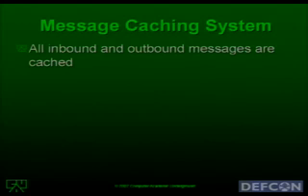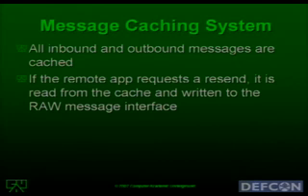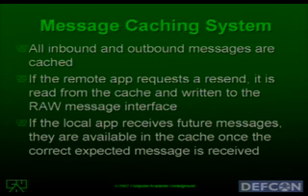The message caching system, all inbound and outbound messages are cached. We need to do that so that if the remote tool requests a resend, we can look it up in the cache and send it along. Also, if we start receiving out-of-order messages, we can cache them, wait for the one we're expecting to come in, and then go back to the cache for the subsequent messages.